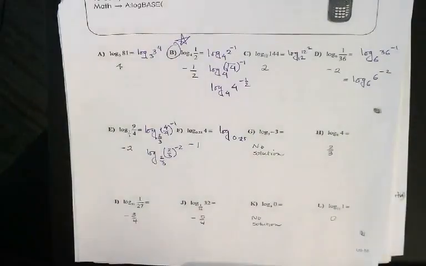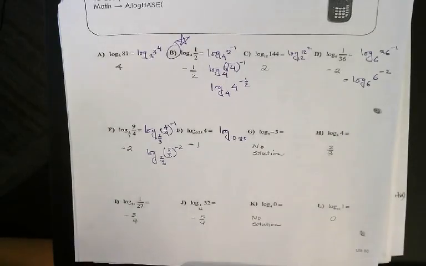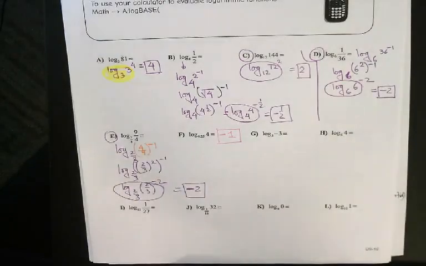Okay, let's check the answers. Check your answers with mine. G, there will be no solution. H is 2/3. I, -3/4. Now it depends how the answer choice is given for you. It can be given in mixed fraction, it can be given in decimals, or it can be given in regular fraction. Improper fraction. It depends. You just have to check the answer choice. Okay? All right. Let's look at the next page.